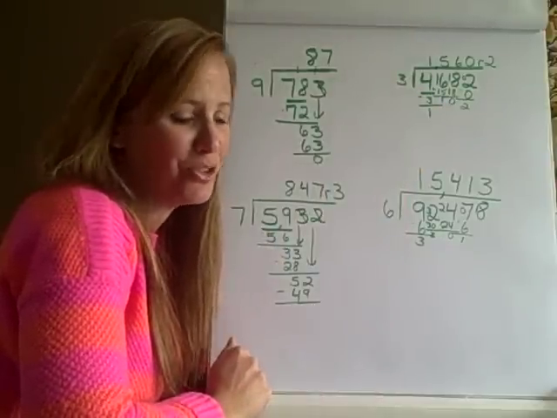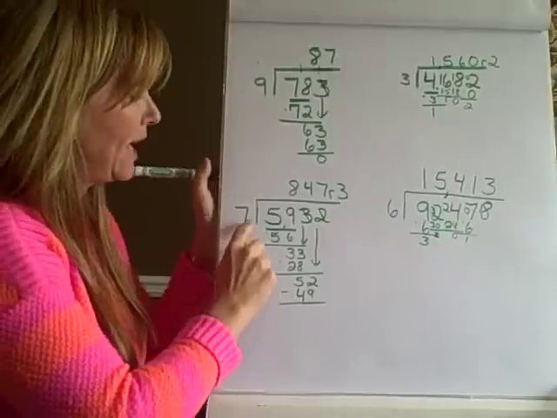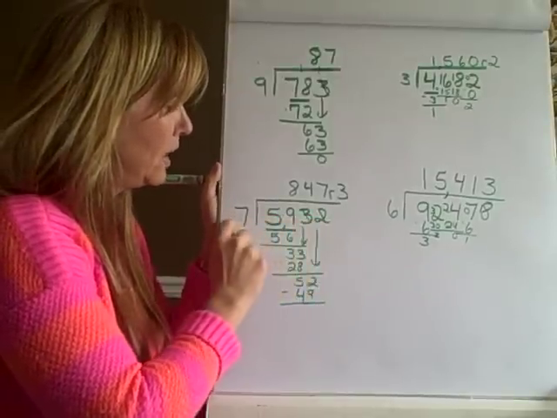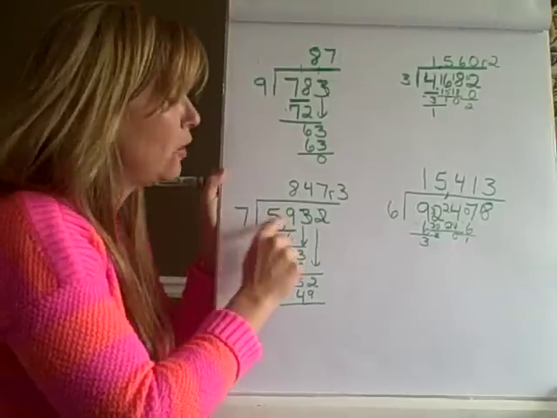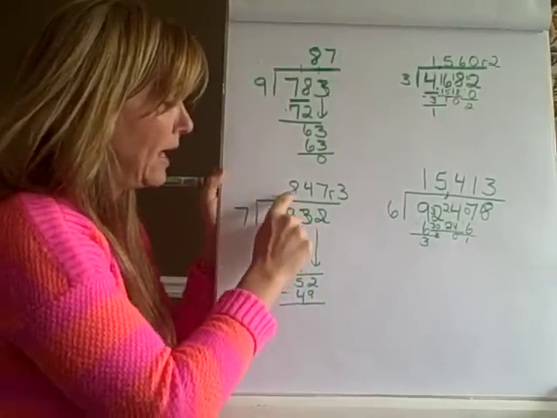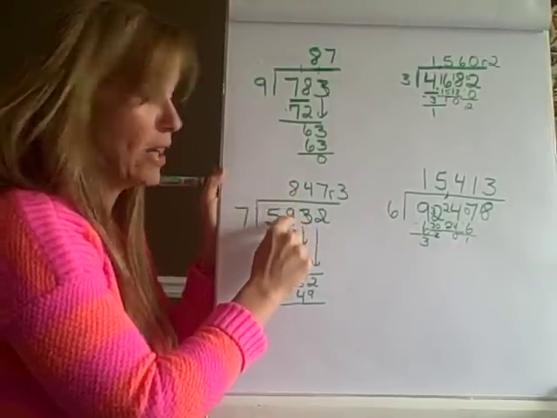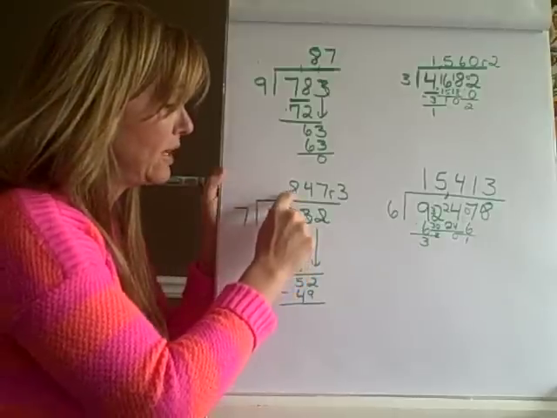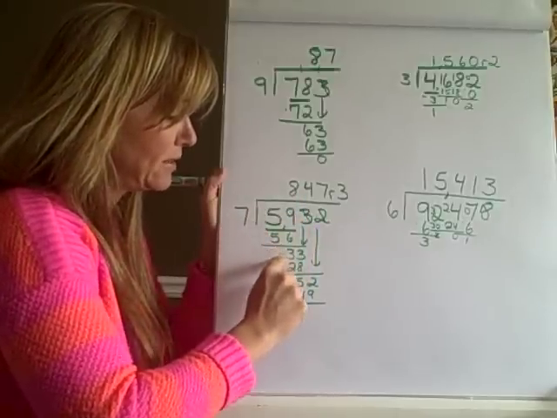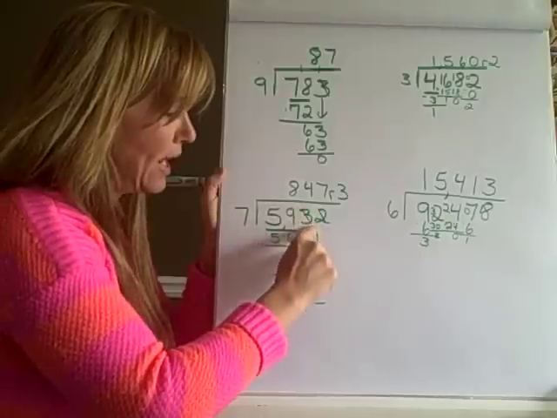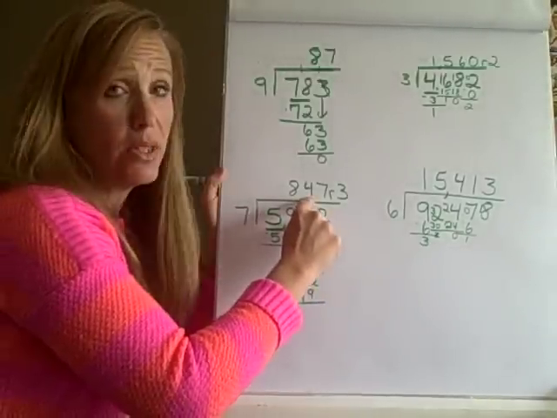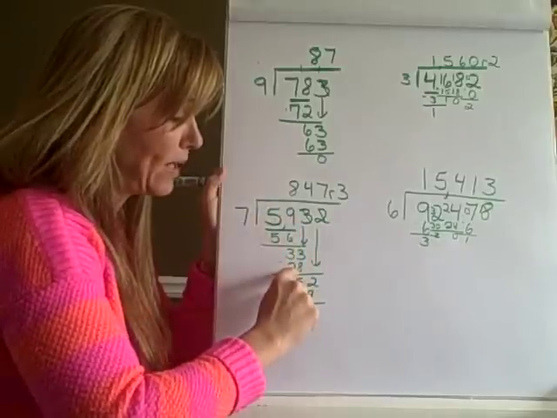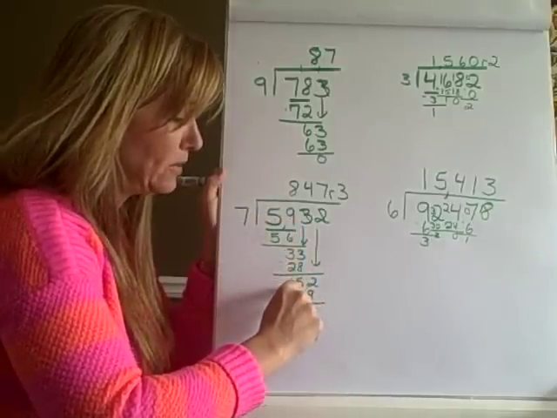All right, 2 more to go. You're doing great. With this, I had 5,932 divided by 7. 7 did not go into 5, but 7 did go into 59. And it went in 8 times. So I notice I put the 8 right above the 9. See how nice and neat that looks? 8 times 7 is 56. Subtract to get a 3. I crossed out and I brought down. 7 goes into 33 4 times. 4 times 7 is 28. 33 minus 28 is 5.